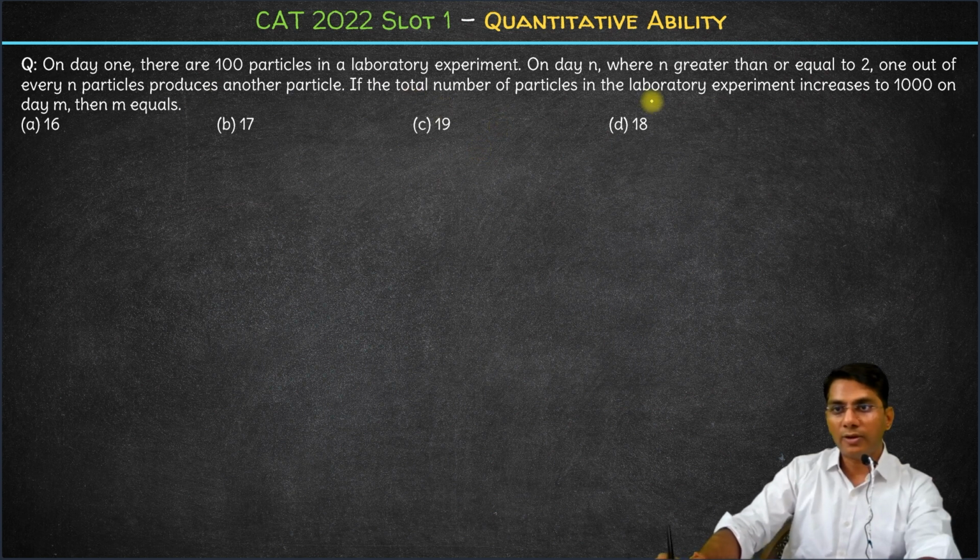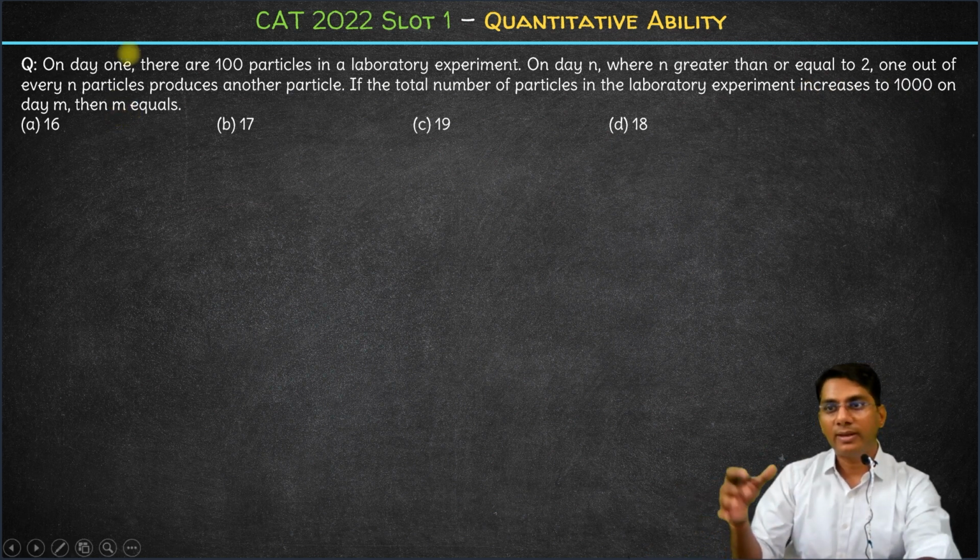Now if the total number of particles in the laboratory experiment increases to 1000 on day m. So on day m, the number of particles increases to 1000. Then m is equal to what?